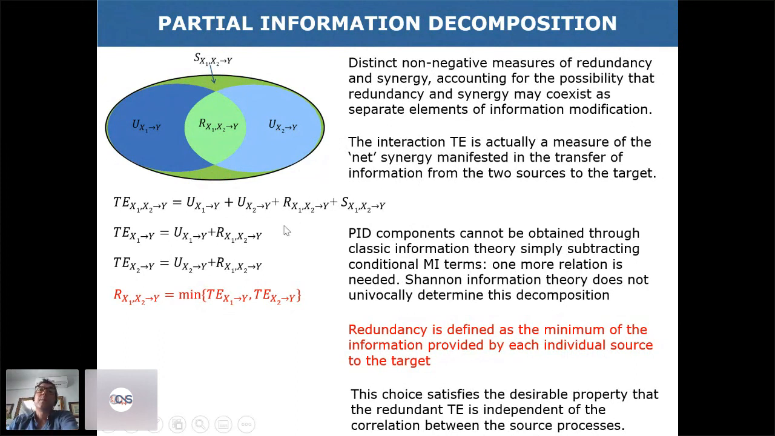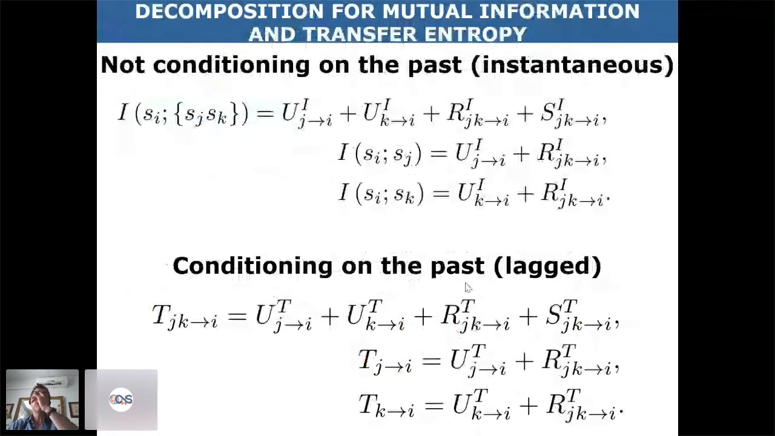In this case, the components of the partial information decomposition cannot be obtained using classic information theory measures. So we need somehow to go beyond Shannon information theory by introducing a fourth relationship, which can be a sort of postulate, which depends on how we see the system. In our case, if we define the redundancy as the minimum of the information provided by each individual source to the target, we satisfy the property that the redundant transfer entropy does not depend on whether the source processes are correlated between them. So, we can agree or disagree with this. We can discuss later. So in this case, we can have the information decomposition in 2 cases.